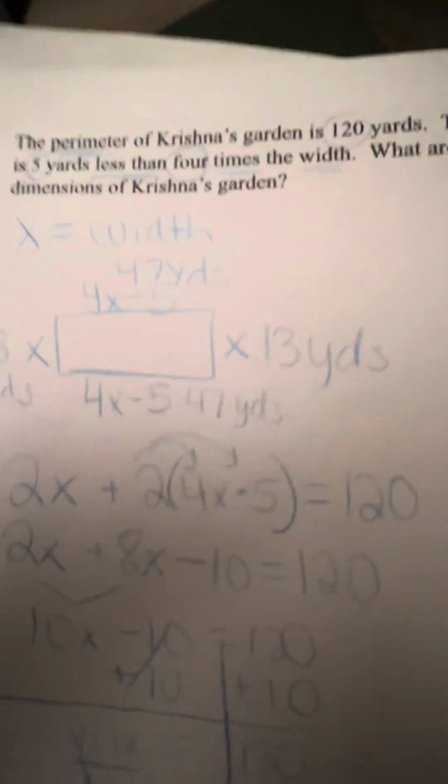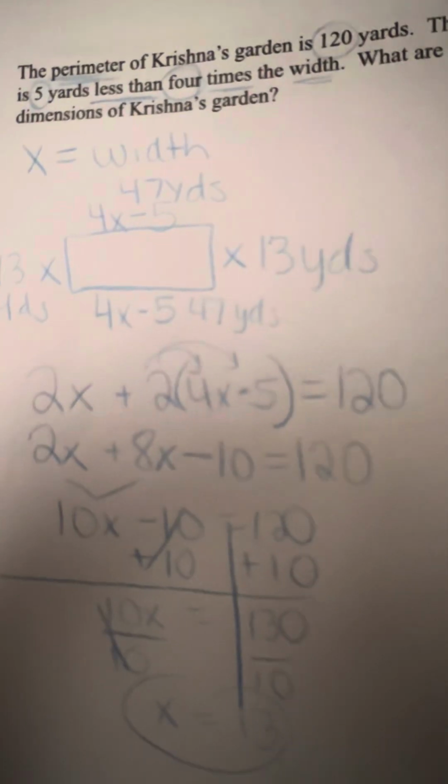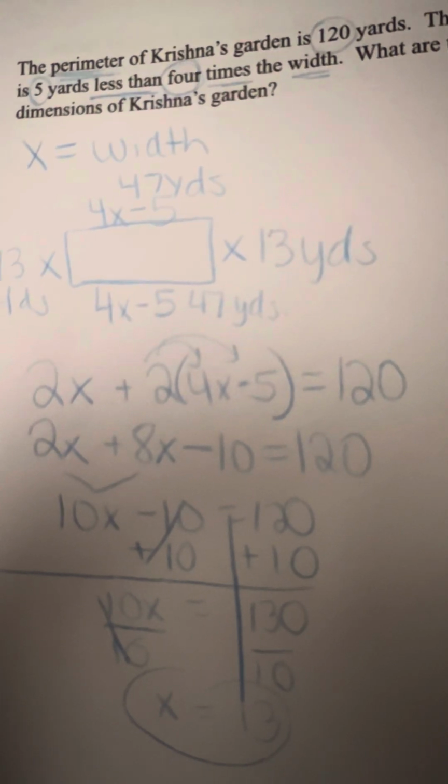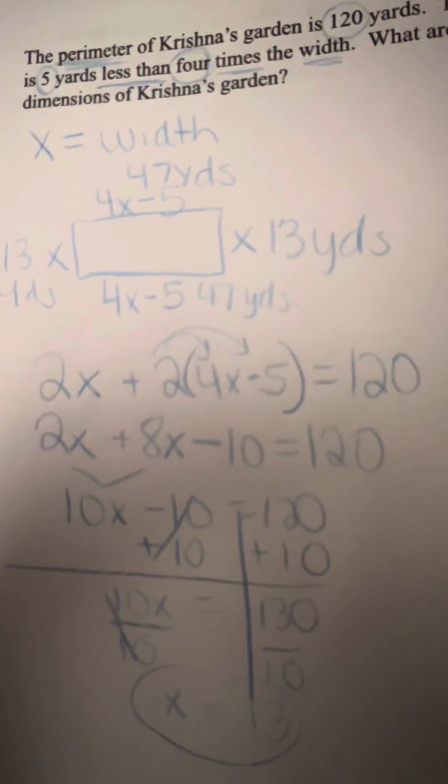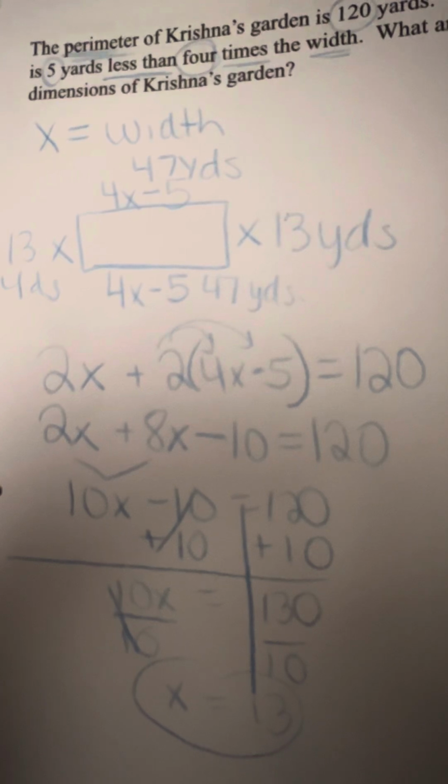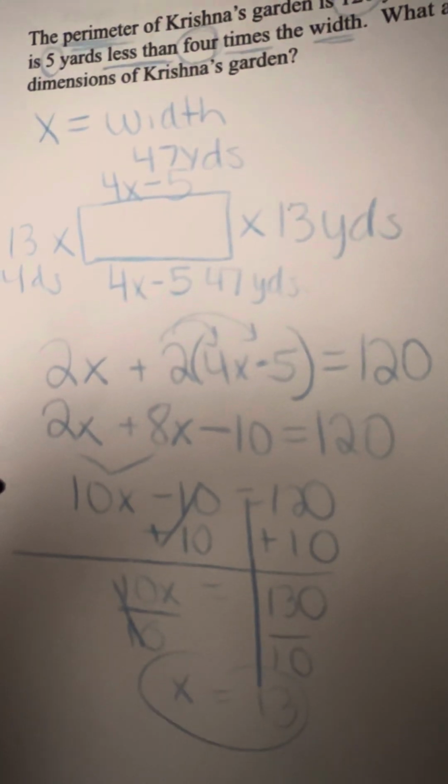So we have a width of a garden. So my answer statement would be that the width of the garden is 13 yards, while the length of this garden is 47 yards.